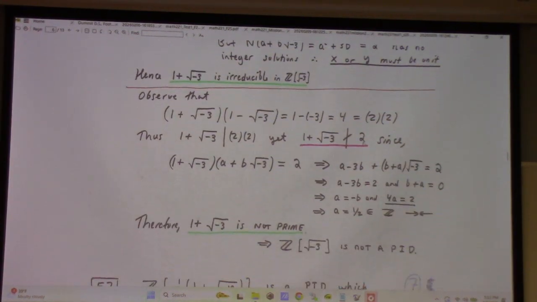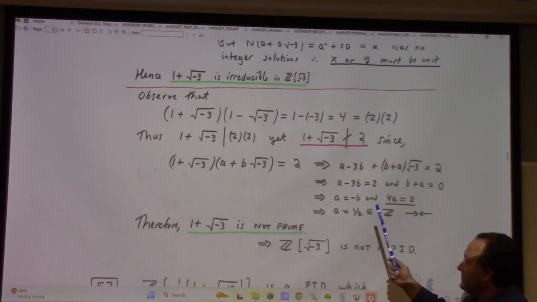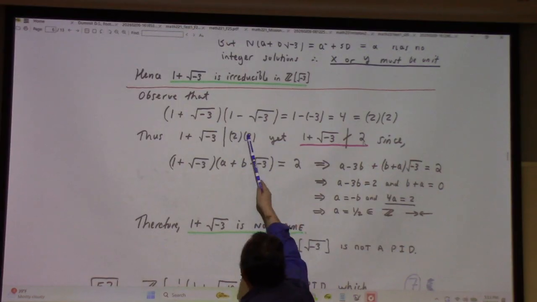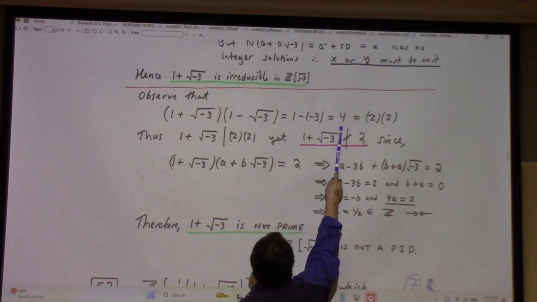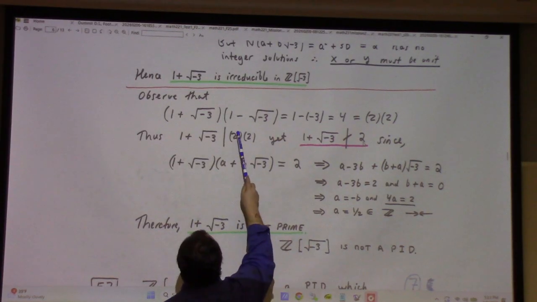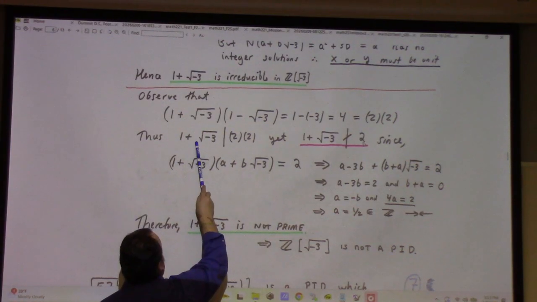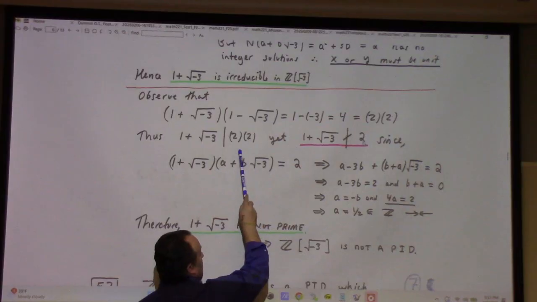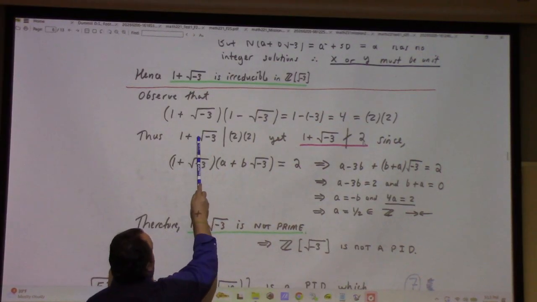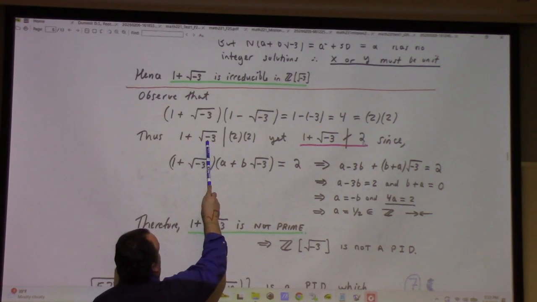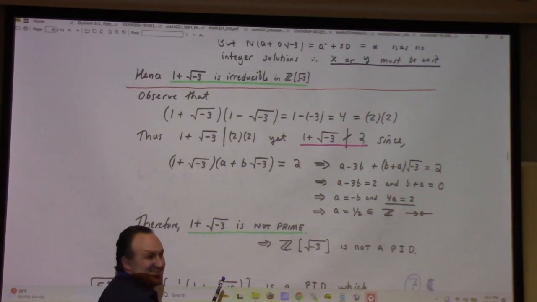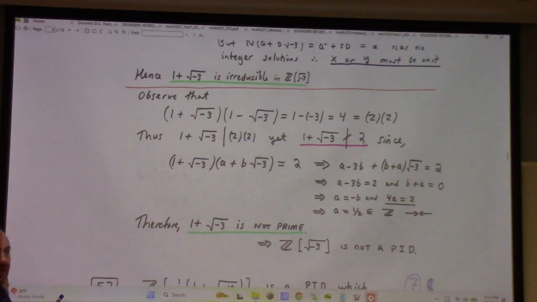So check this out. We have 1 plus root minus 3 and 1 minus root minus 3, like this. The product of this and that gives me 4, which is 2 times 2. So that means that this 1 plus root minus 3 divides 4. It divides 2 times 2. And yet we can prove that this does not divide 2. Okay, so it doesn't divide the b or the c, therefore it's not prime.